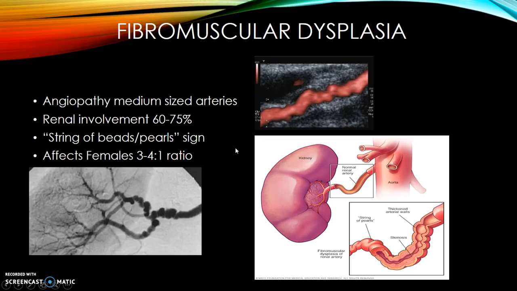It affects females more than males at a 3 to 4 to 1 ratio, and typically women of childbearing age. Although it can be seen in older people, and it has been found in the pediatric population as well.